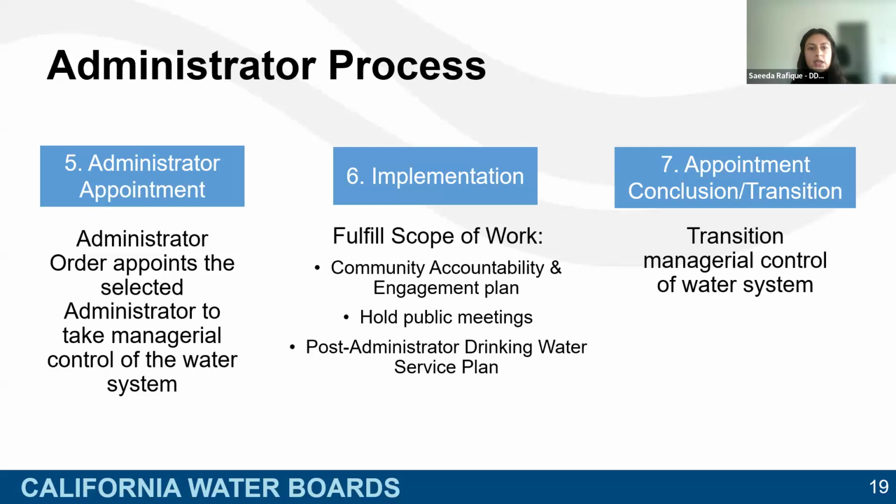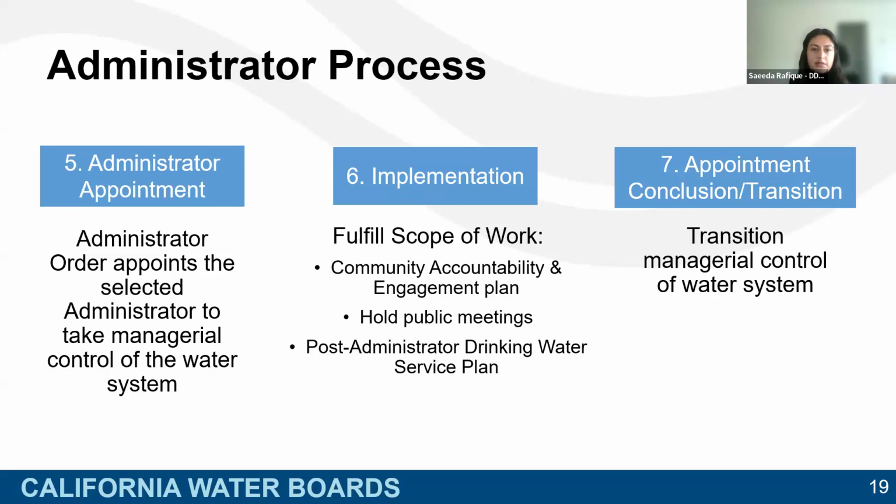And this includes a community accountability and engagement plan to be developed within 120 days of appointment, holding public meetings to share updates every 3 months, a post-administrator drinking water service plan within 12 months of appointment, and of course, there may be other items in the scope of work.